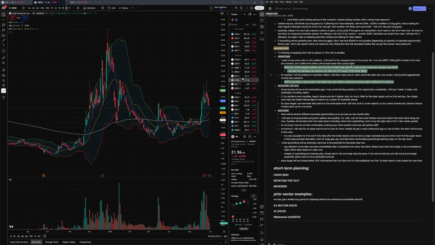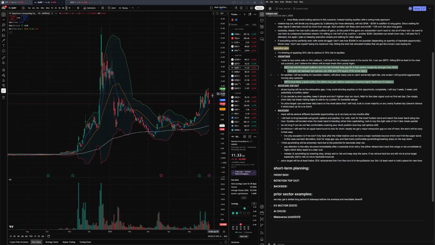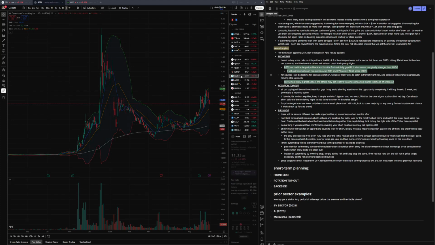The runner-up was ARQQ. This one has even less attention, but the gap fill is right here, so it's a lot closer. So that's going to be a major reversal point potentially. QUBT, also very beaten down. Also, the gap fill is close by compared to RGTI.